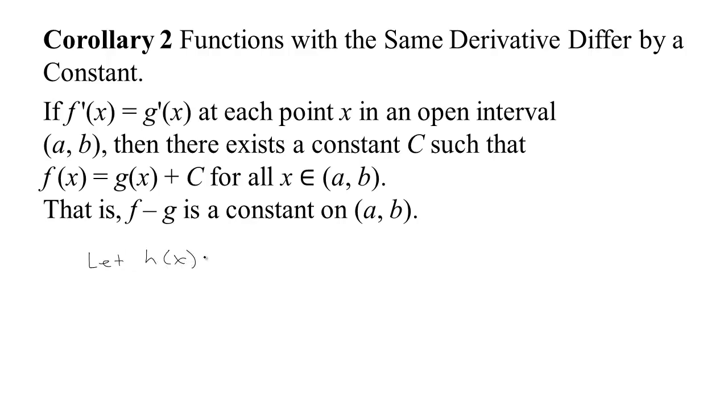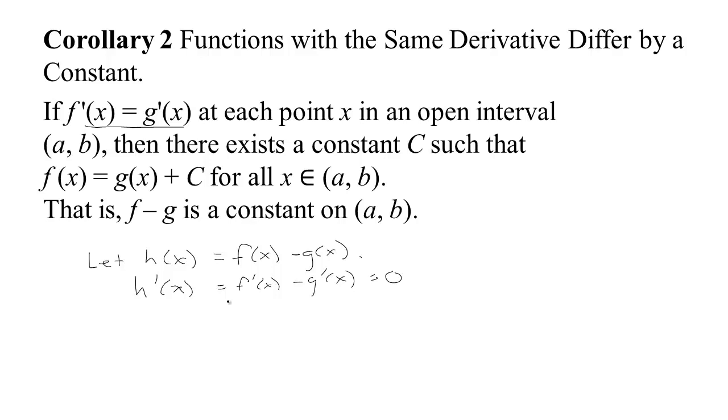Now, the way to prove this one is to make a new function. We'll call it h of x. H of x is going to be f of x minus g of x. Since f and g are both differentiable, then so is h, because the derivative of the difference is the difference of the derivatives. But f prime and g prime are the same thing, right? We're assuming those two have the same derivative everywhere, and so that difference is 0.